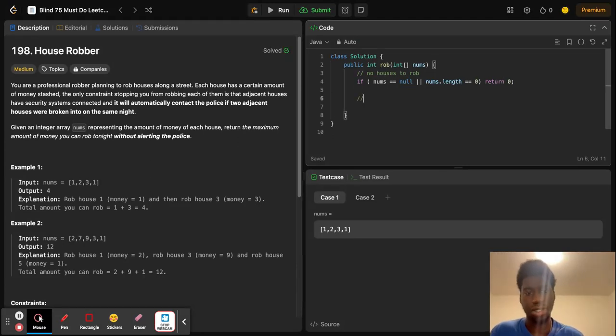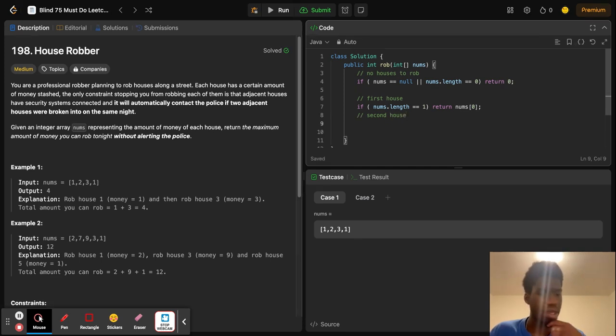So what about the first house? I think this is self-explanatory. If nums.length equals one, we want to just return nums at zero. That makes sense. That's the first house you want to rob. Second house.